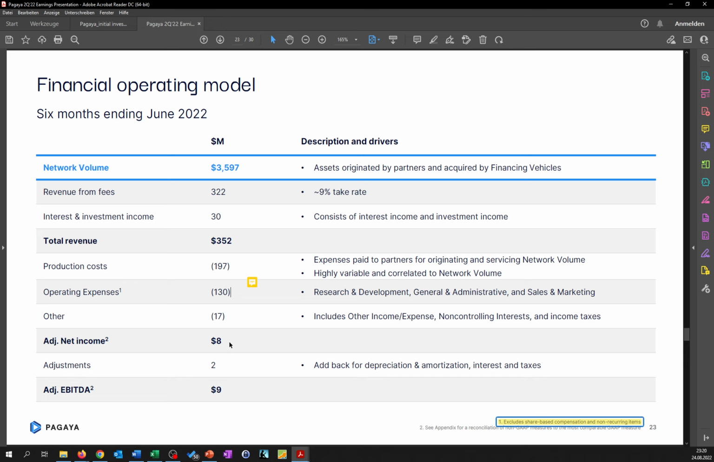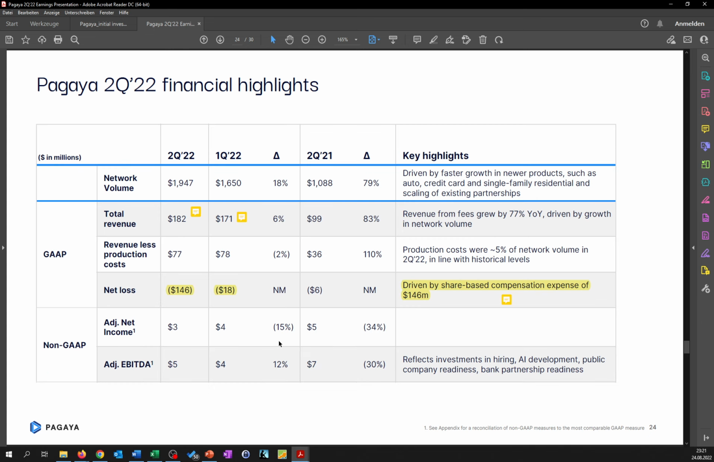And this in total then leads to an adjusted net income of $8 million for the first half of 2022. Let's have a detailed look at the comparison of Q1 and Q2 2022. As you can see over here, total revenue has been increasing by 6%, whereas the network volume has been increasing by 18%, so a little bit higher due to rounding errors than in the initial slide I showed you before.